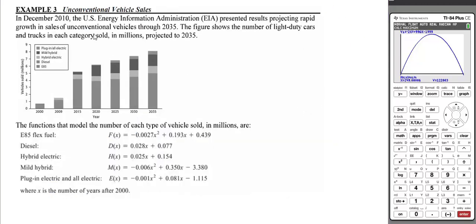Example 3, unconventional vehicle sales. In December 2010, the U.S. Energy Information Administration, the EIA, presented results projecting rapid growth in sales of unconventional vehicles through the year 2035. The figure shows the number of light-duty cars and trucks in each category sold in millions, projected to the year 2035. The functions that model the number of each type of vehicle sold in millions are listed below, where X is the number of years after 2000.